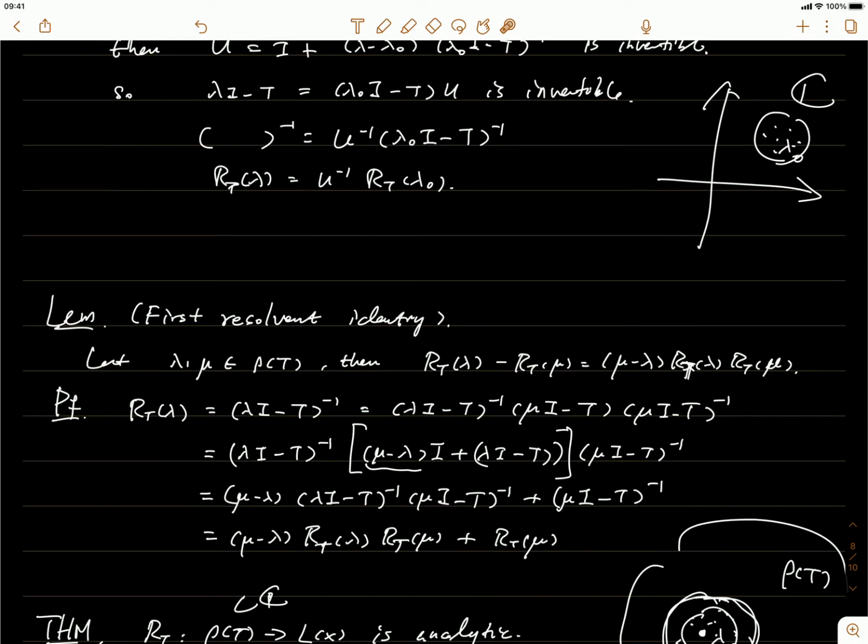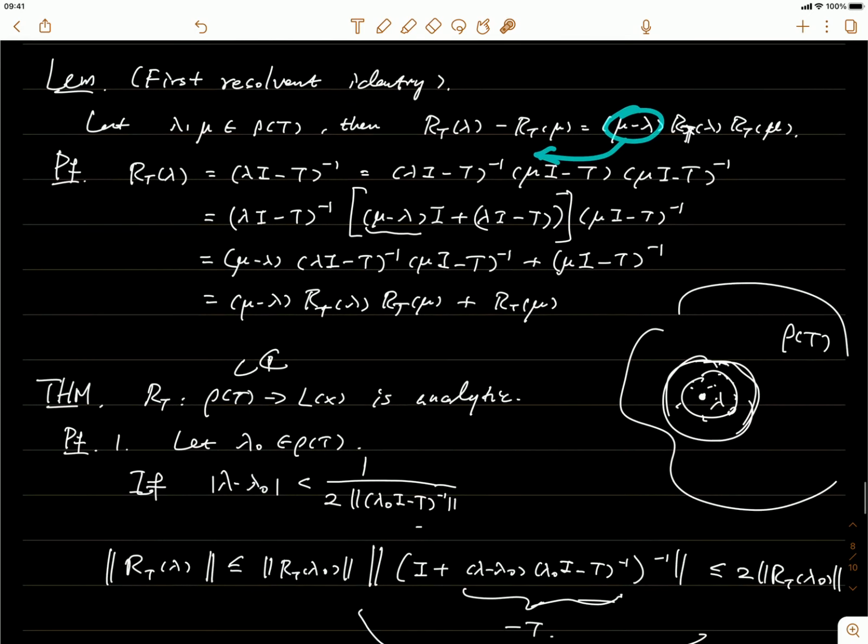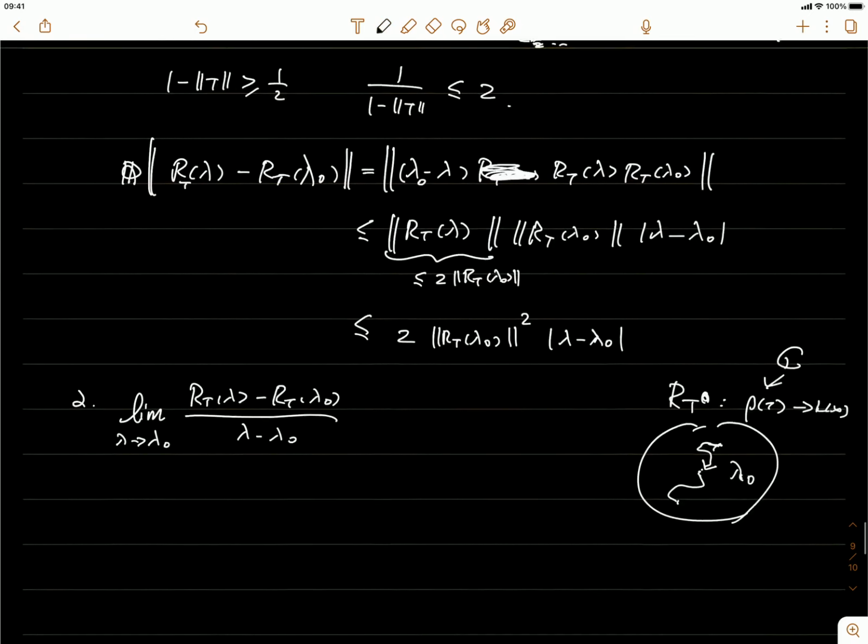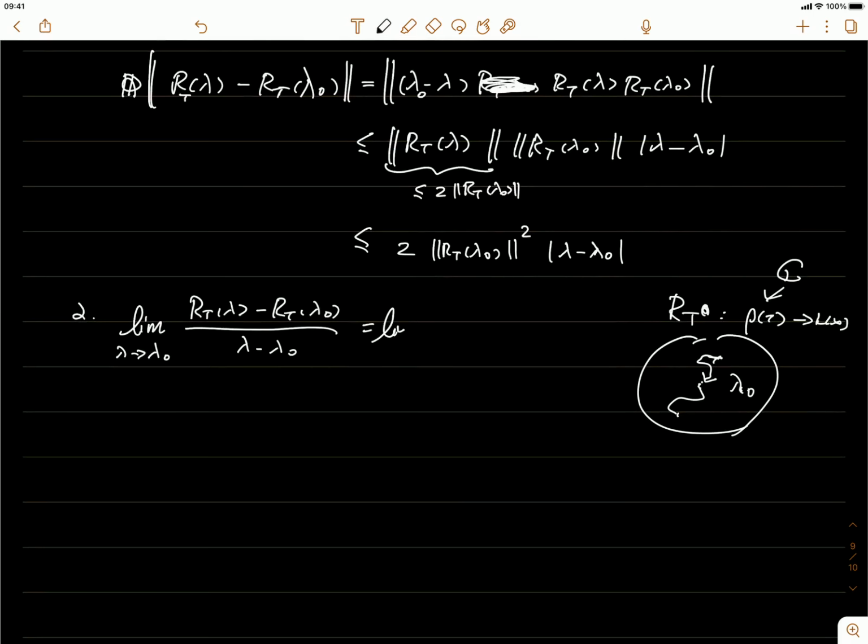So this is lambda, and they have lambda naught here. Then you just need to divide by lambda minus lambda naught, and you have the right side. So the inside of the limit is equal to negative of R of lambda naught times R of lambda times R_T of lambda naught.